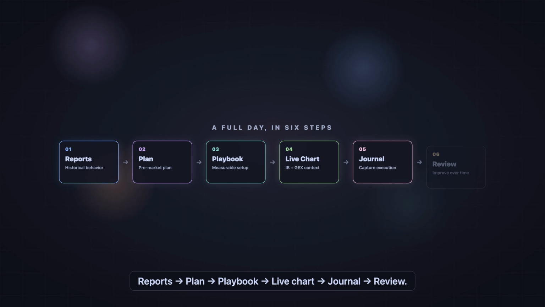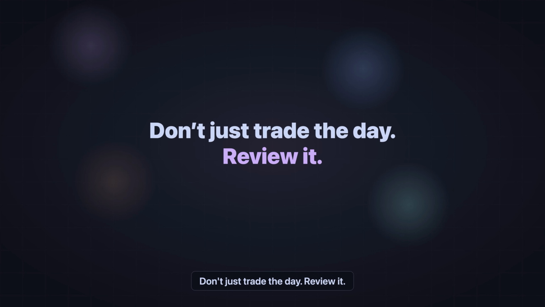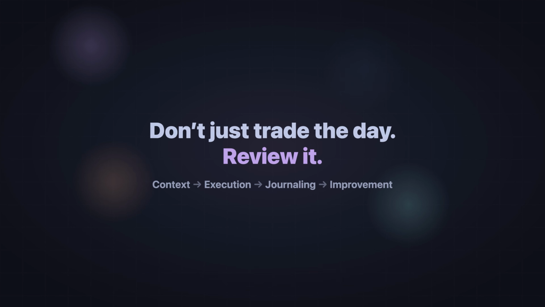Journal the trade so execution is captured. Then review the stats, so you can improve over time. The key idea is simple. Don't just trade the day, review it. Profitable is built to help futures traders create that review loop, from market context to execution to journaling to measurable improvement. If you want to try this, keep it simple.